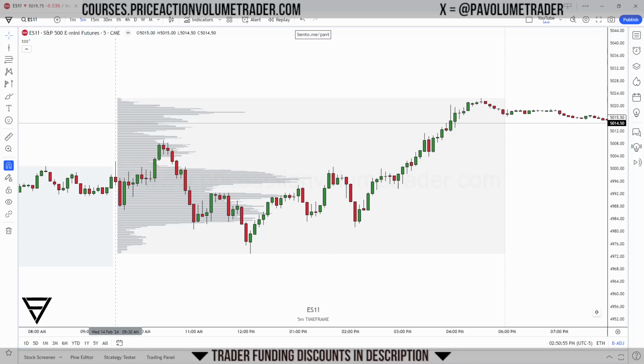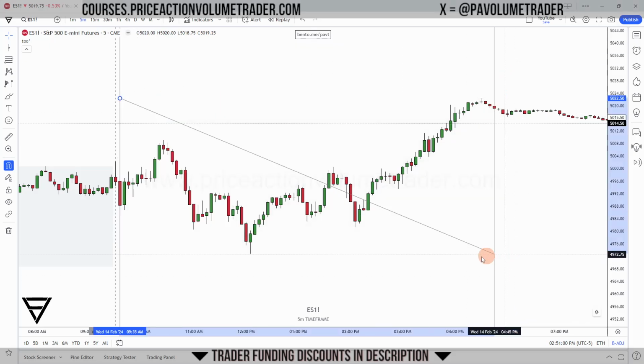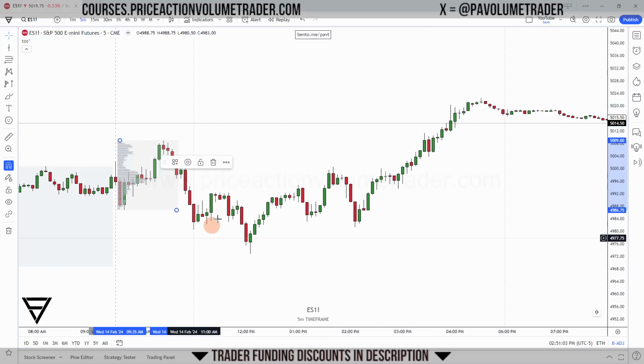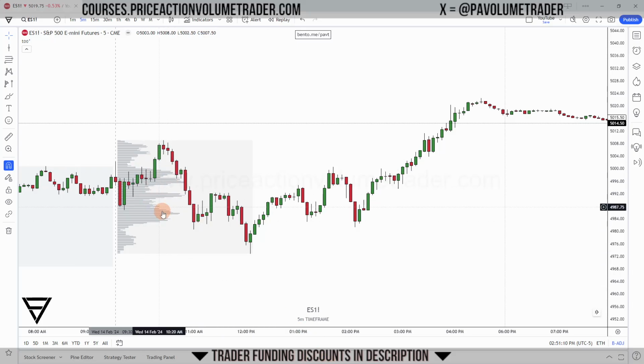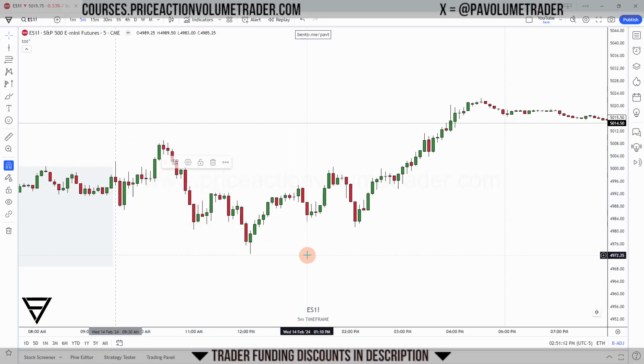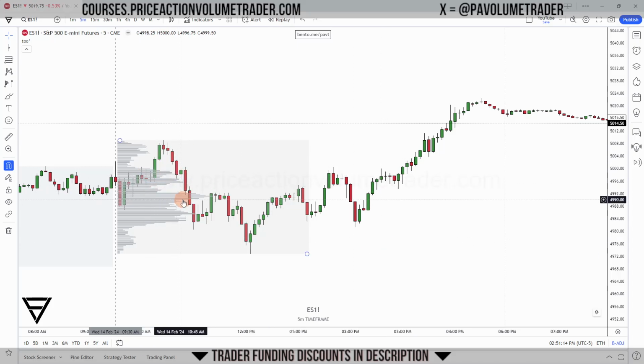Like if I take the profile here and I just grab this and take it back, when we're here, this looks like this. Once we're down here, it looks like this, but you can see how it starts developing. And as this profile develops, we can start identifying the high volume nodes, low volume nodes, etc., which for me is the most valuable thing in my volume profile trading strategies.